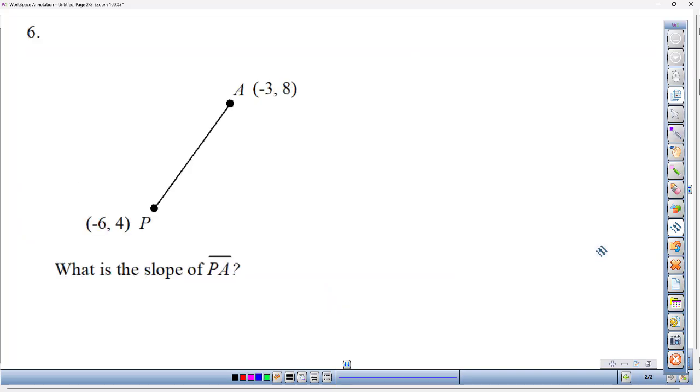Number 6 gives us a segment with endpoints, and they want to know the slope. So what do they mean by slope? Well, slope is kind of like the angle of our line. So the bigger the slope, the steeper it is. And if you have a perfectly flat line, it has a slope of 0. And what about if your line is going downhill? It would have negative slope, right? So they want us to work out what's the slope of this.